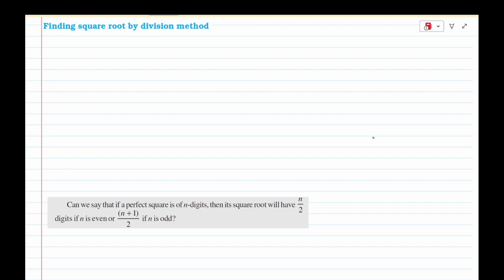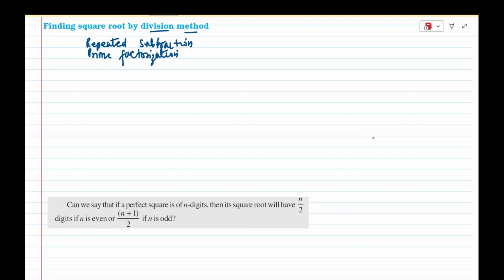Till now, we have studied finding the square root by repeated subtraction, and there was one method. First one is repeated subtractions and the second one was factorization, prime factorization. Now the third method is finding square root by division method.